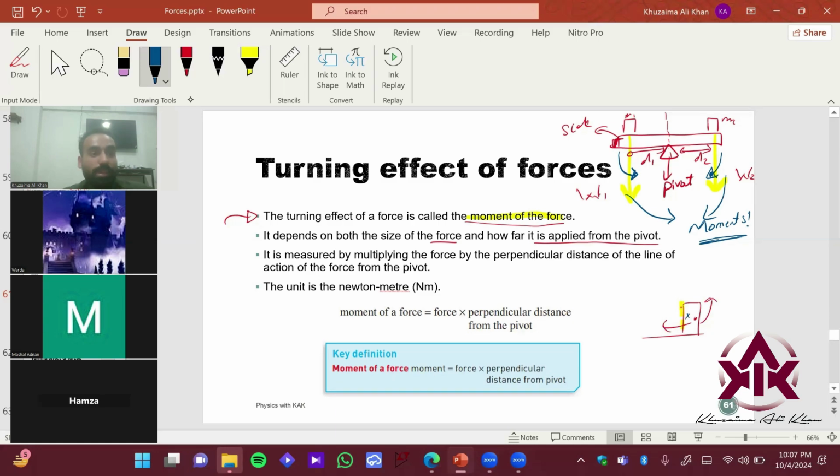You would have difficulties opening it. You would have to apply more force. Think about that in the next class. I will ask the question, right? So what is moment? Moment is basically force times the perpendicular distance from the pivot, F into d, right? So this is the formula of moment.